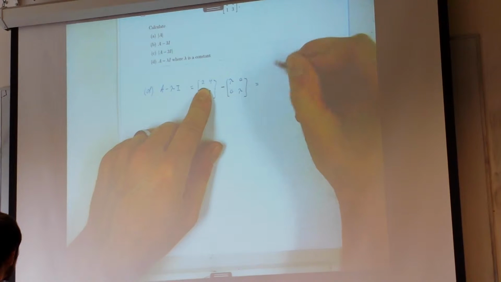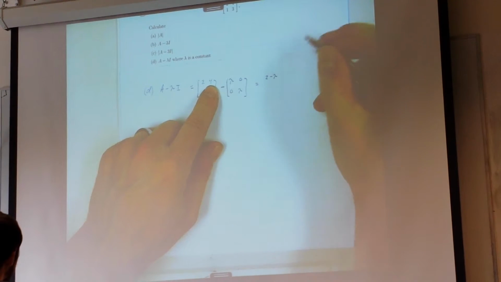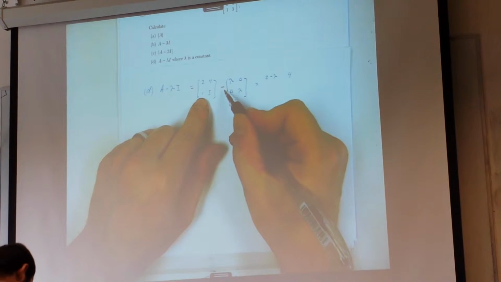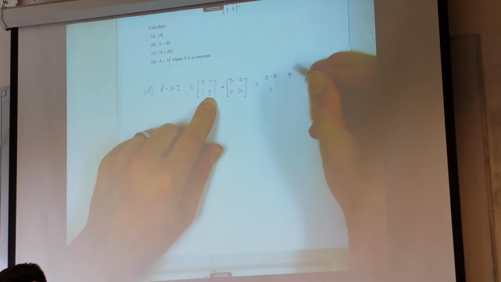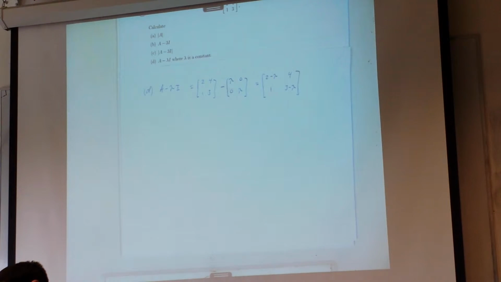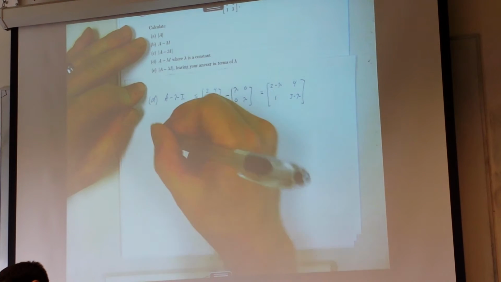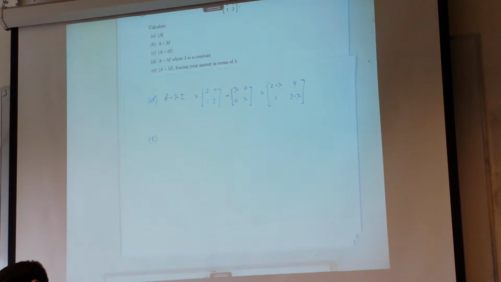2 minus lambda in that position. It's just component-wise subtraction. 4 minus 0, 1 minus 0, and 3 minus lambda. Okay? There we go. All right, building up. Part E says, find the determinant of that matrix, leaving the answer in terms of lambda.